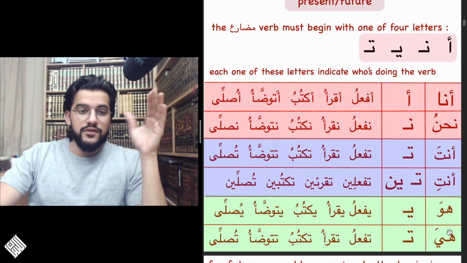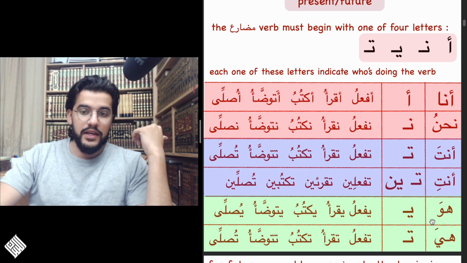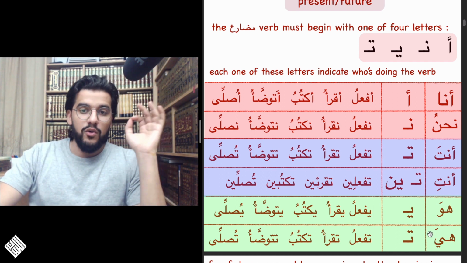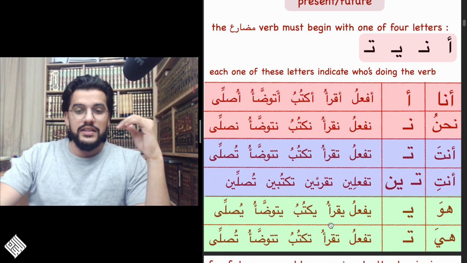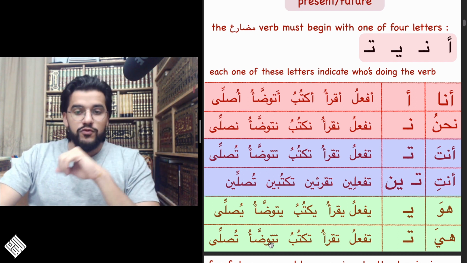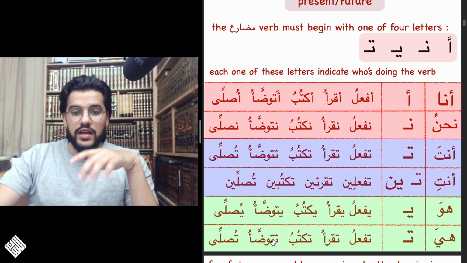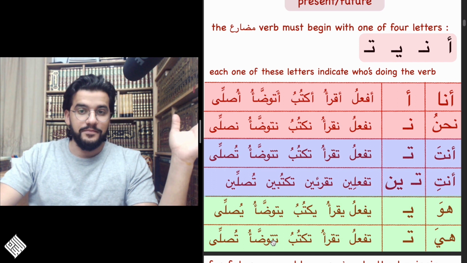Alright. As for she, she's doing something, then the present verb or the مضارع must begin with a ta. تفعل, تقرأ, تكتب, تتوضأ, she's doing, she's reading, she's writing, she's praying, and so on.